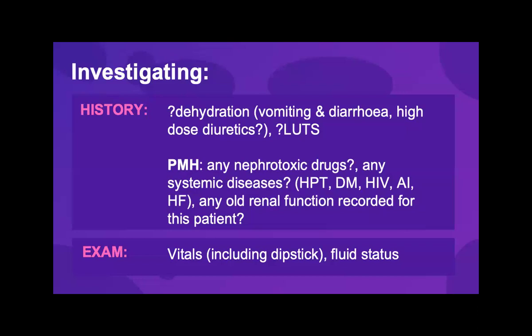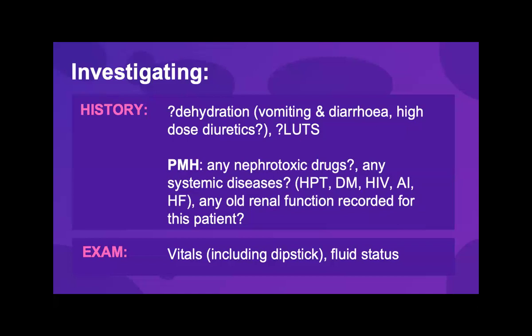Is the patient vomiting? Do they have diarrhea? Are they maybe on high doses of diuretics? You can also inquire about any lower urinary tract symptoms. On your past medical history, you should find out about their comorbidities and are they controlled? So this includes HIV, diabetes, hypertension, heart failure, autoimmune diseases.